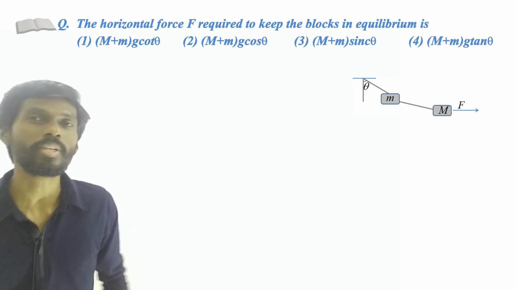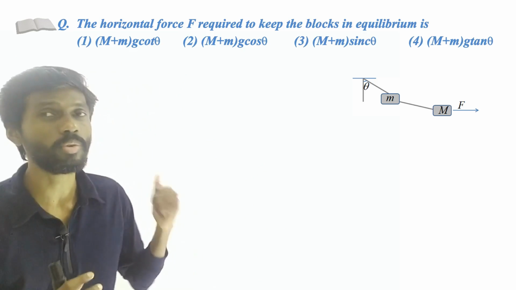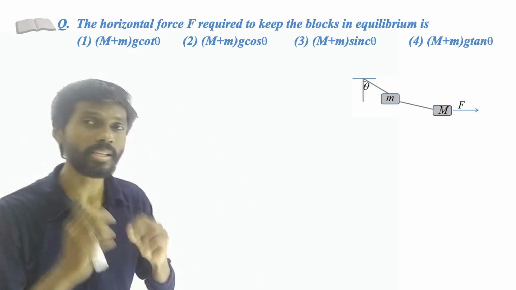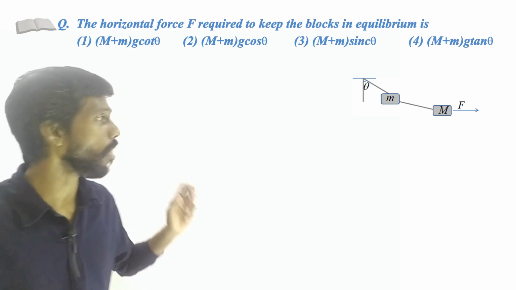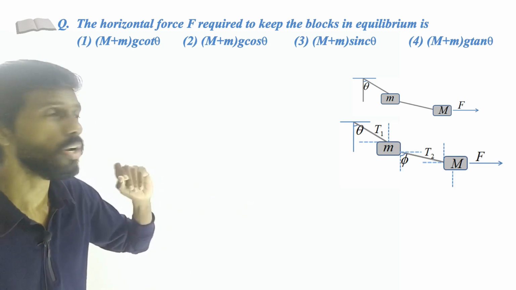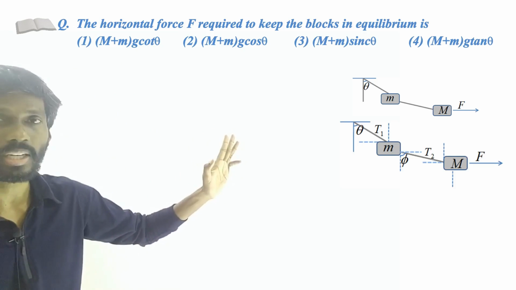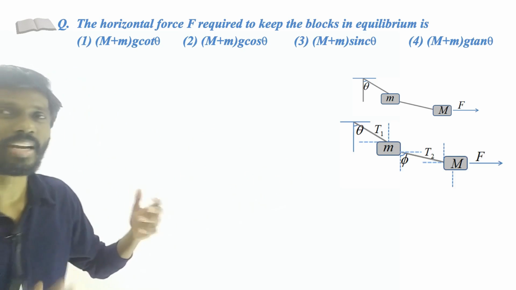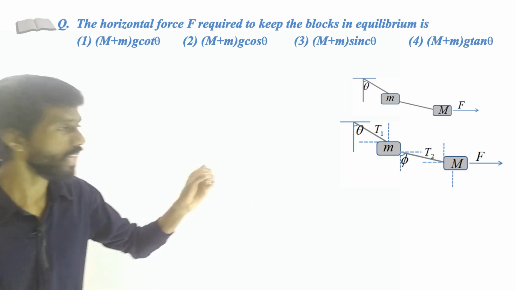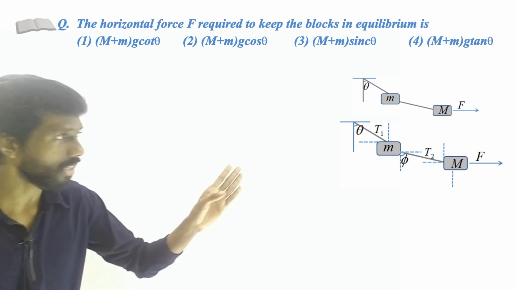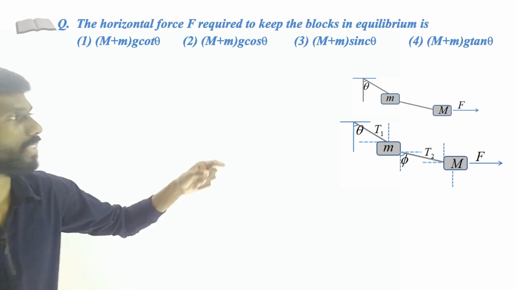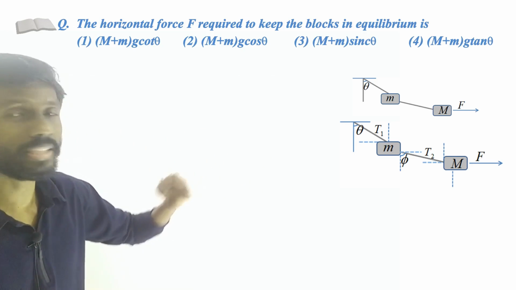Obviously we have to consider all the forces acting on these two blocks, in two different directions. Let's consider all the forces acting on the blocks in the horizontal direction. One of the strings is making angle theta with the vertical, the other string makes some angle phi, which we assume. Phi is the angle made by the other string with the vertical, and the tensions on these two strings are taken as T1 and T2.